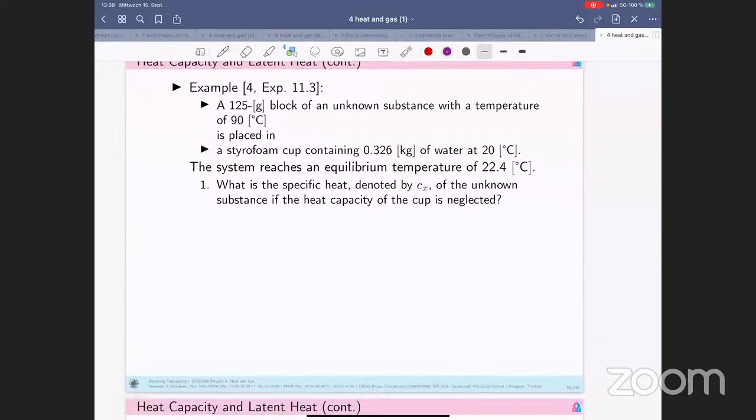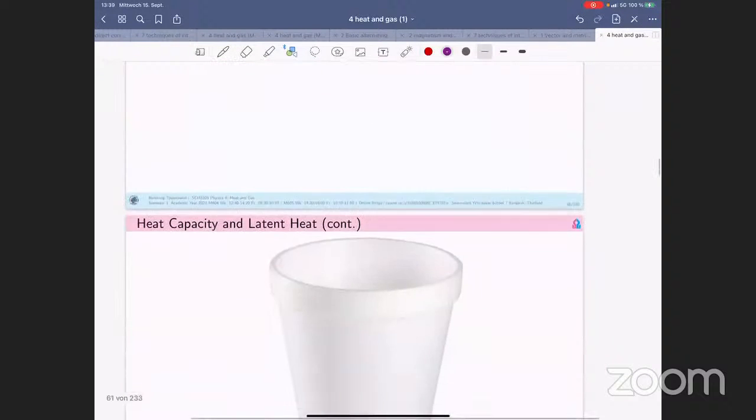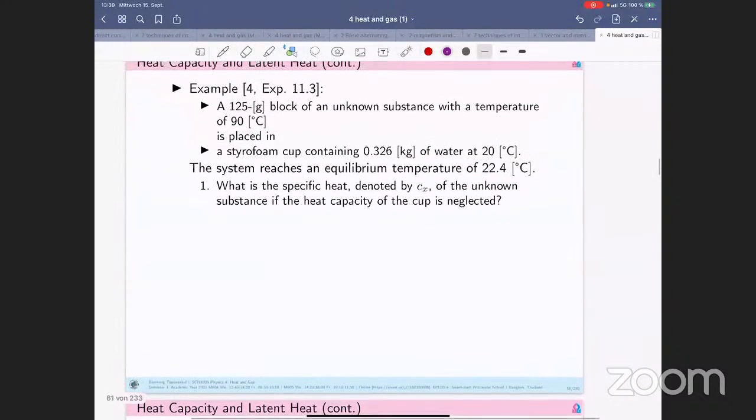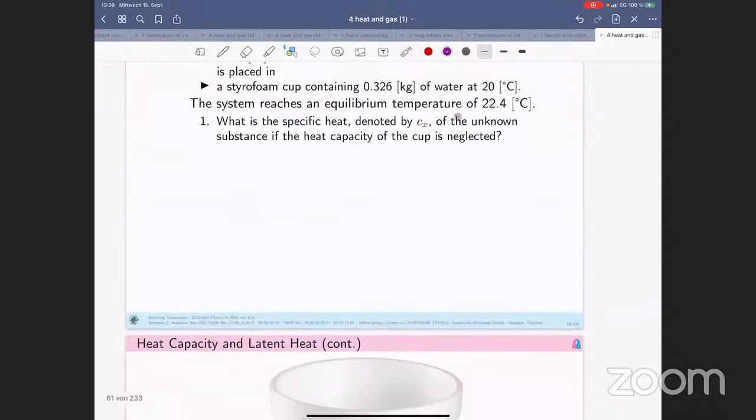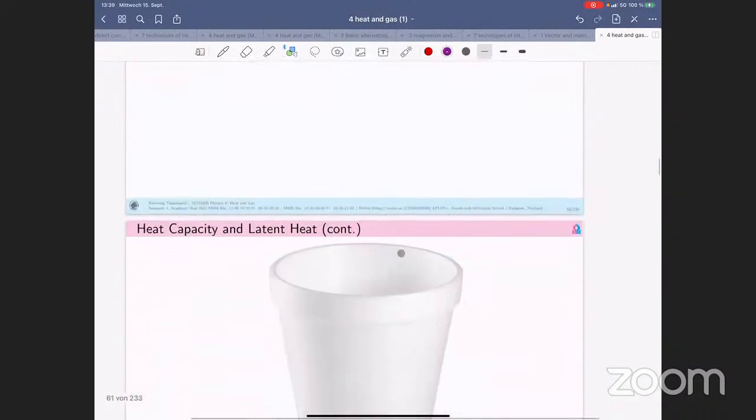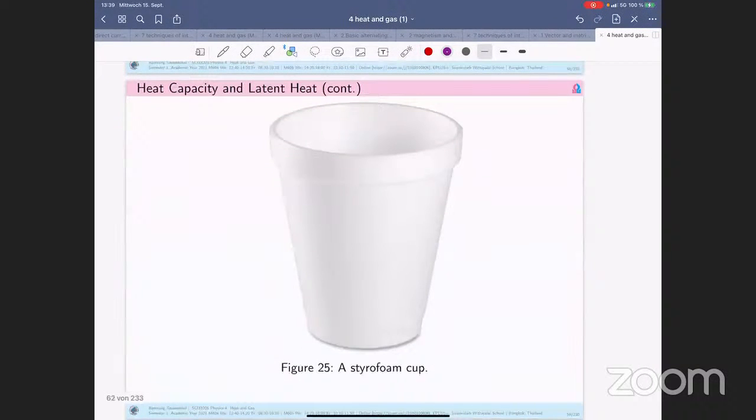Yes, you have two things, right? This is the styrofoam, right? And you pour first the water, right, at 20 degrees Celsius. Okay, you have water inside this glass. Okay, you have first the glass. This is water. Okay, water.